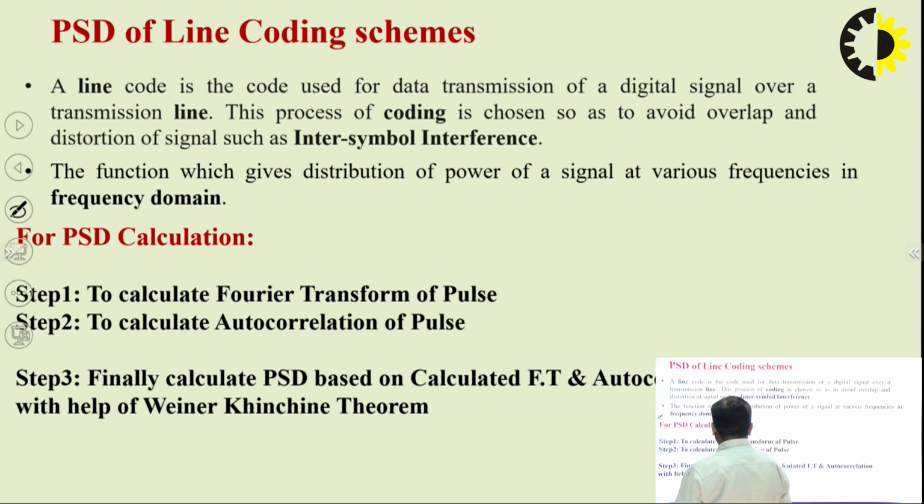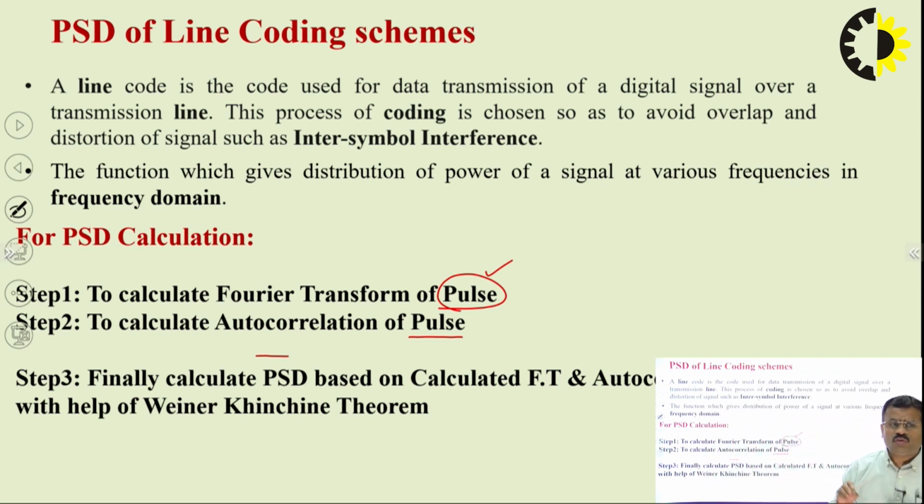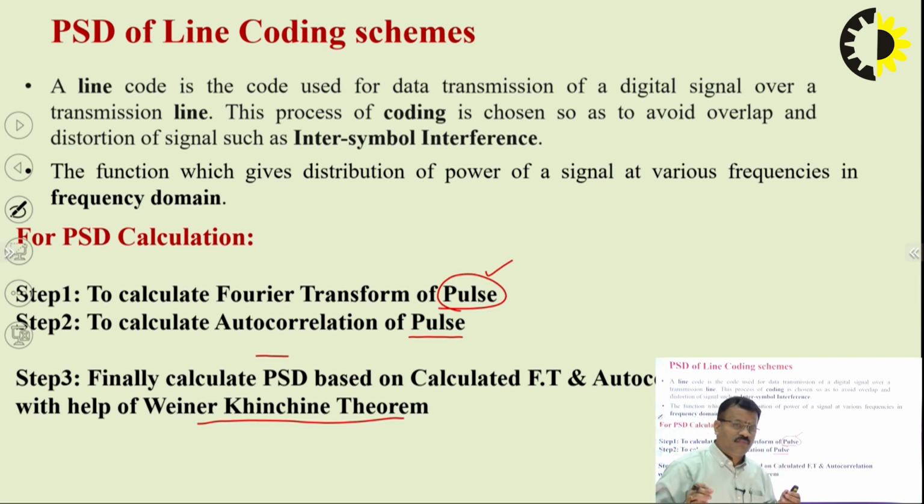At first you have to calculate the Fourier transform of the pulse. Now you calculate the autocorrelation function of the pulse. Now finally calculate the PSD, power spectral density. You can calculate it after the Fourier transform of the pulse and its autocorrelation, with the help of the Wiener-Khinchin theorem. The Wiener-Khinchin theorem is what? It says that generally the PSD and the autocorrelation of a pulse or signal form Fourier transform pairs of each other. So then you can calculate PSD.